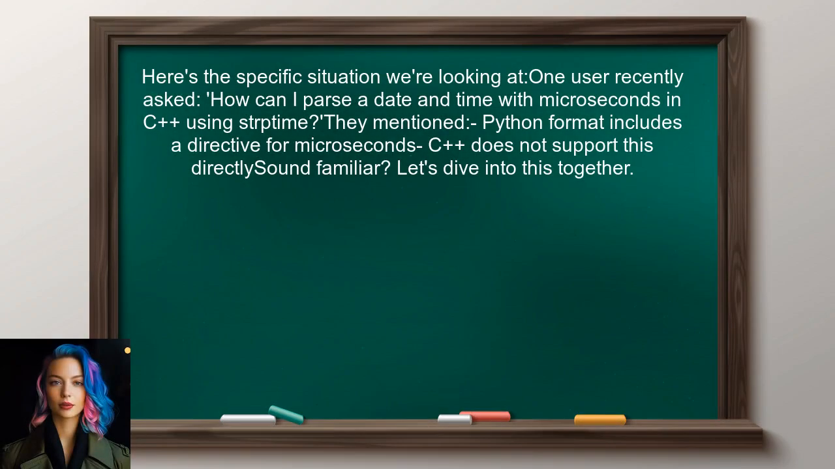Here's the specific situation we're looking at. One user recently asked, "How can I parse a date and time with microseconds in C++ using strptime?" They mentioned that the Python format includes a directive for microseconds, which C++ does not support directly. Sound familiar? Let's dive into this together.